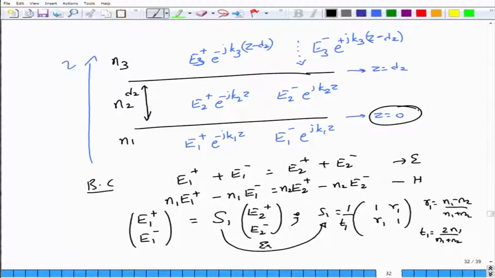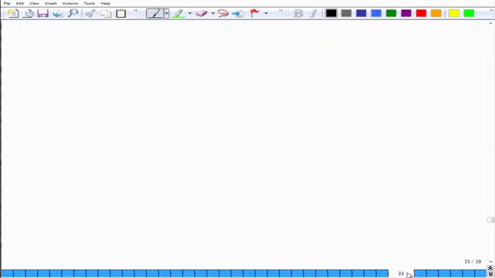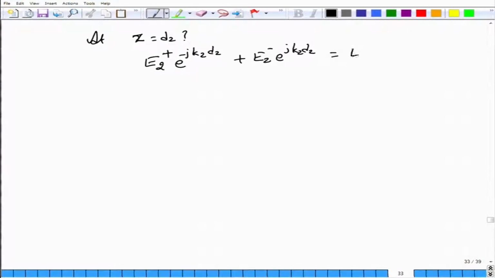So, let this be an exercise: calculate that one and show that that is the correct expression. Now, what is the boundary condition at z equal to d2? Well, this is the second medium interface, right. So again, if I calculate that, there will be a phase factor for E2 plus. That would be E2 plus e to the power minus j k2 d2, plus E2 minus e to the power j k2 d2. This should be equal to E3 plus plus E3 minus.